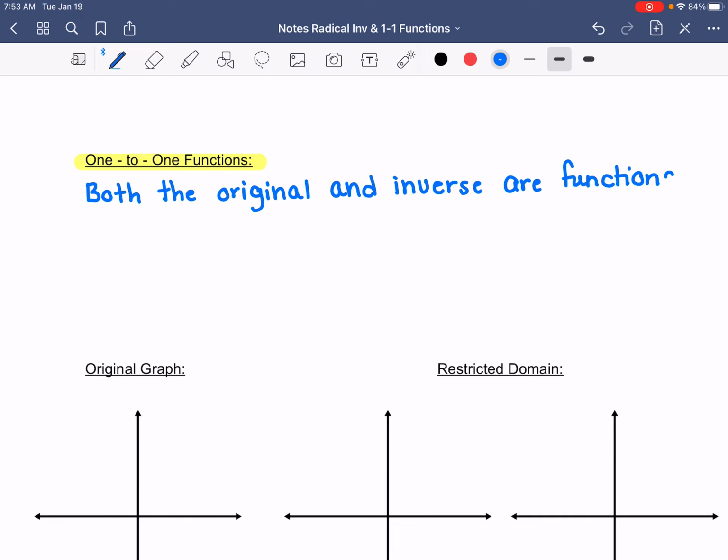Something that you might remember from Integrated Math 1: the way that you tell from a graph if it is a function or not is that it passes the vertical line test. So to be a function, you just have to pass the vertical line test. That's it. To be a one-to-one function, that's like a special function, you have to pass both the vertical and horizontal line tests. So the original passes the vertical and horizontal line tests.